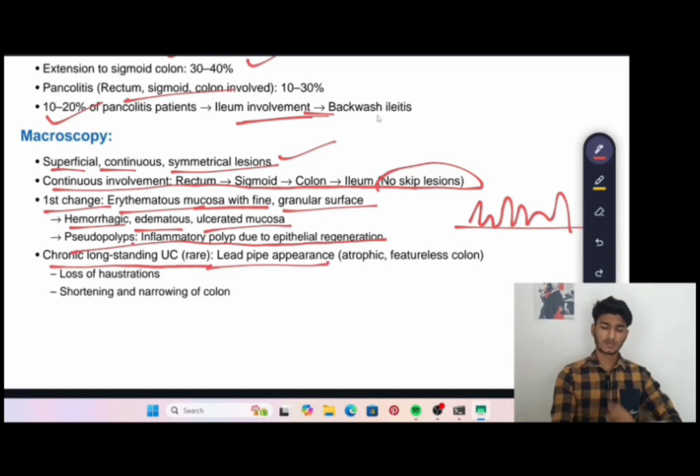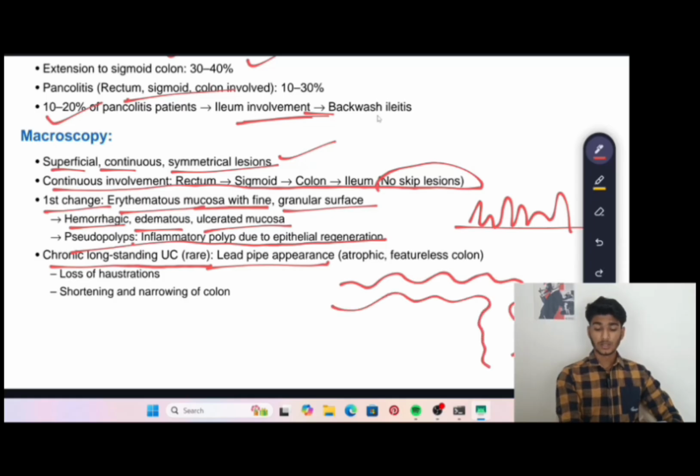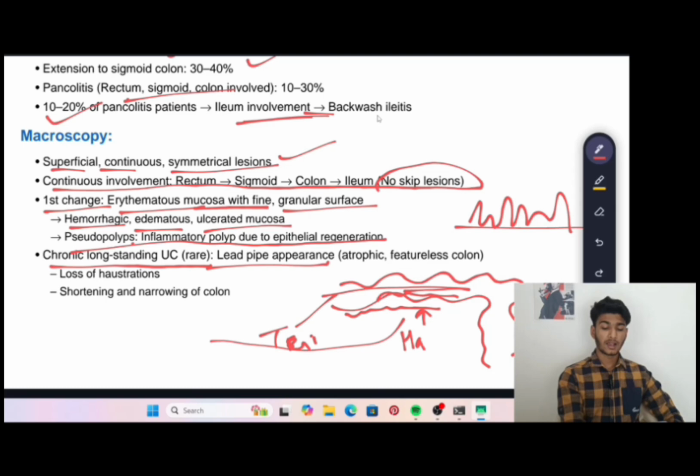What is lead pipe appearance? Basically, you will see here there is presence of intestine. It has this structure called haustra, and here there is presence of taenia and haustra. So this haustra will have deposition inside, and it will look like a full grown pipe. So this is called the lead pipe appearance.